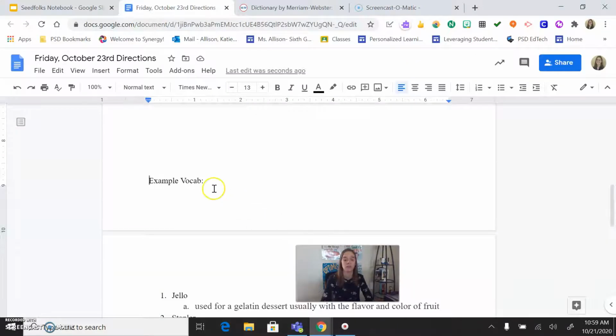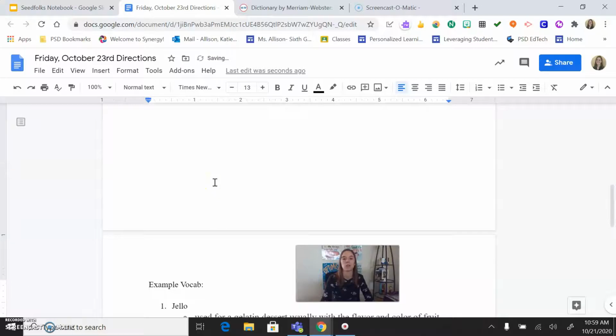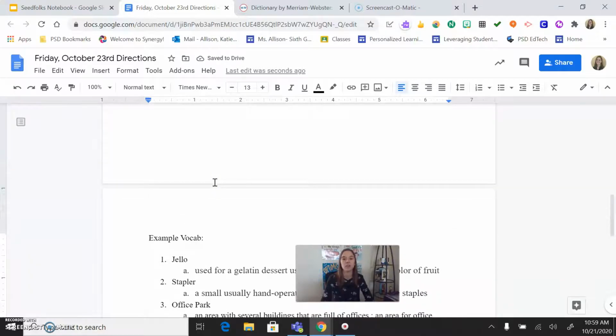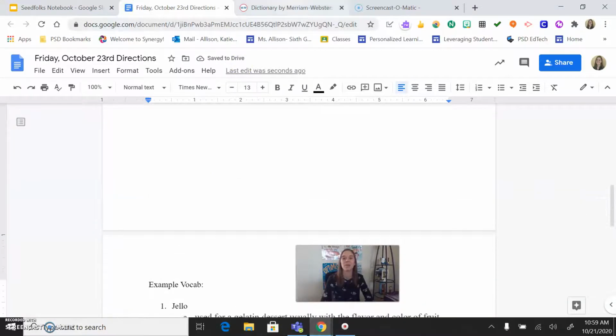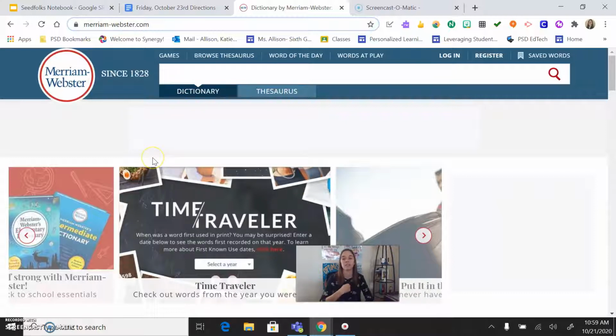For my purpose, I'm going to use this list of example vocab words. So you can see that I have my words here, okay, and I already have them filled out. But I am going to use dictionary.com. For me, that's the best resource that I can use. So I would look at my word, and the first one is jello. So I'd go here and I'd type in my word, and I have two options. I can either get the dictionary definition or a synonym in the thesaurus.